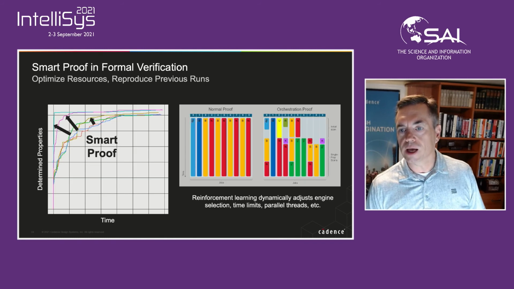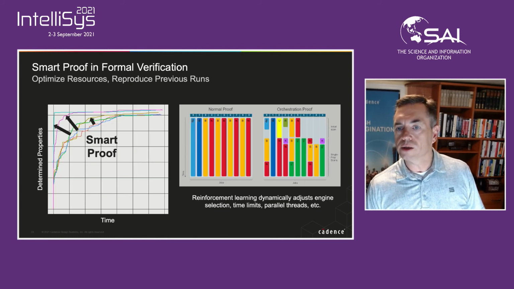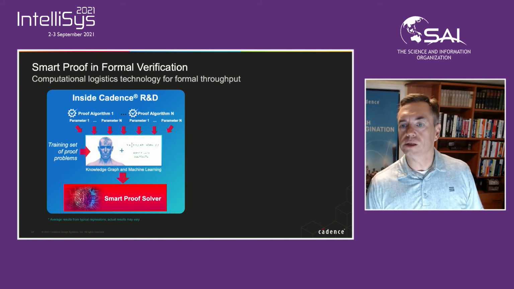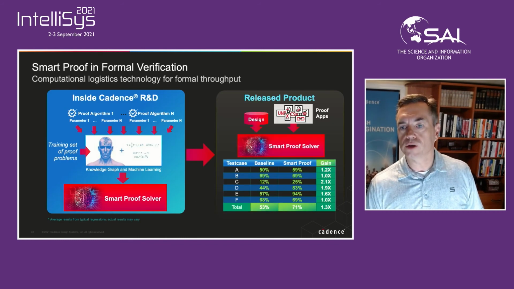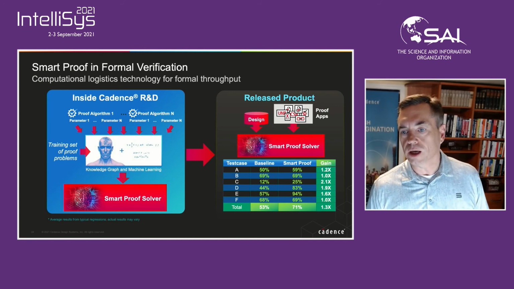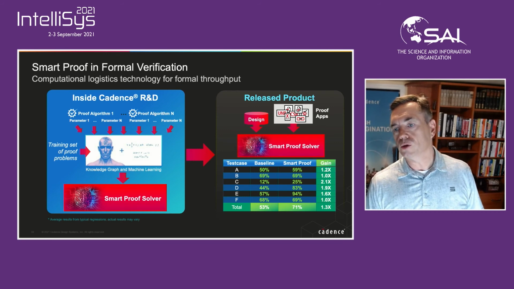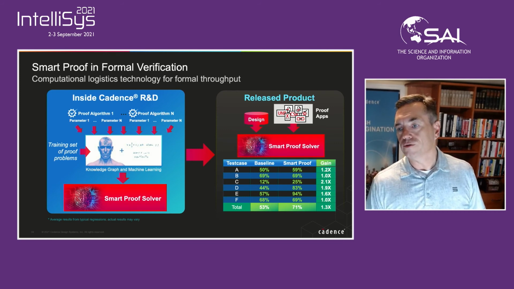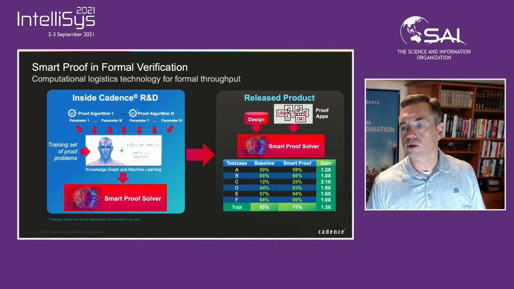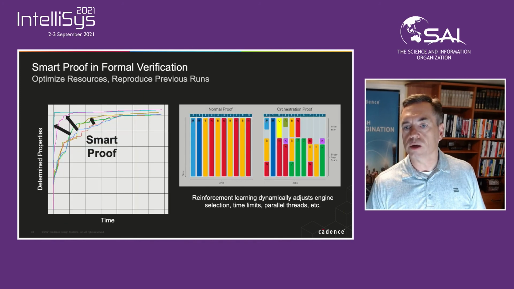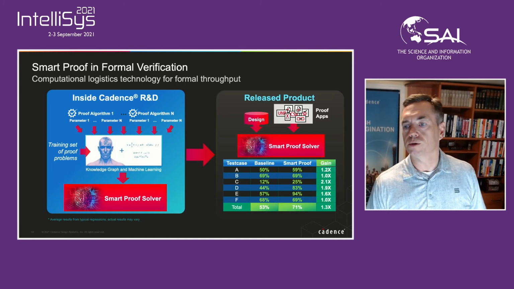neural network to understand how to orchestrate this better and how to learn which jobs to switch off and basically save resources with this trained network, which we actually train within Cadence, and then you get a pre-trained network as part of the product, which allows you to get to closure faster and to basically get to more closed properties, going back to the previous slide here, more determined properties in a shorter amount of time. So these curves get steeper.